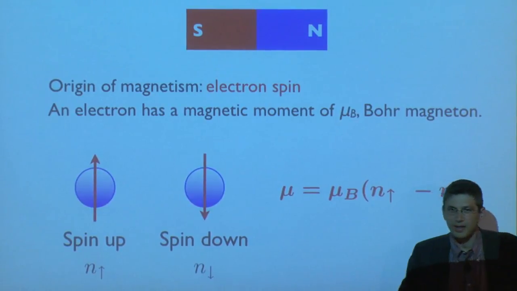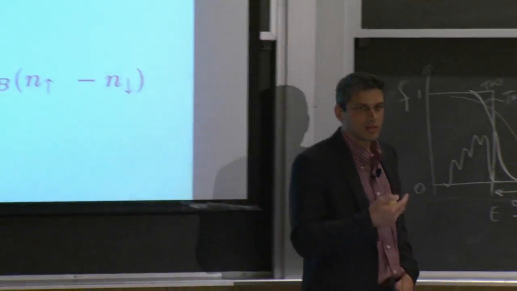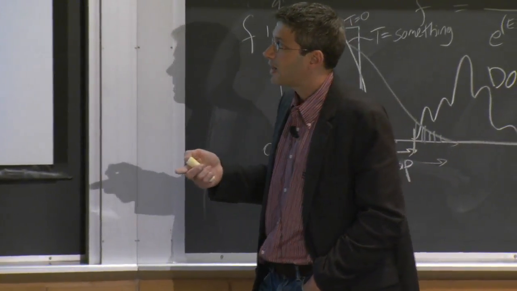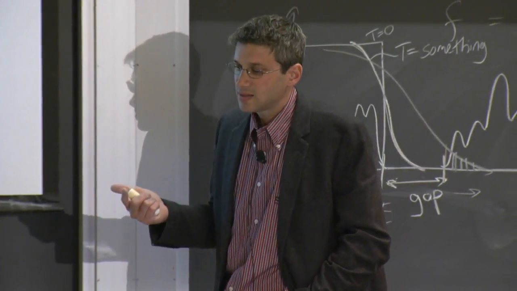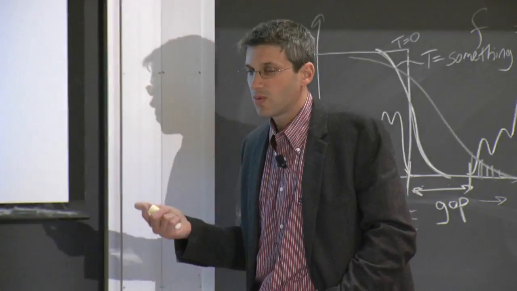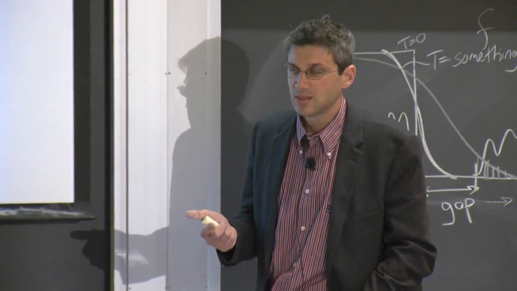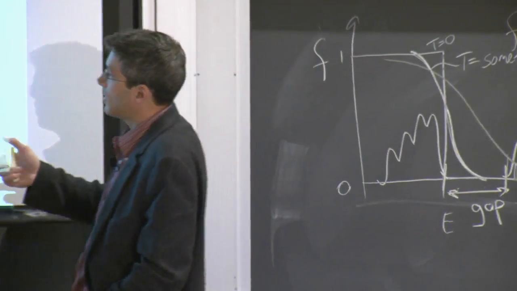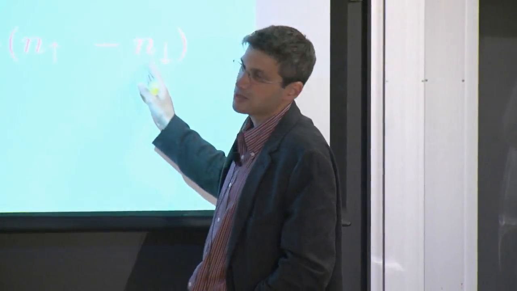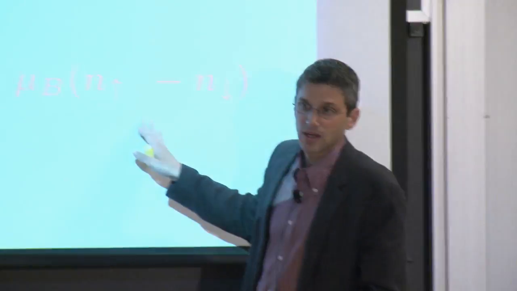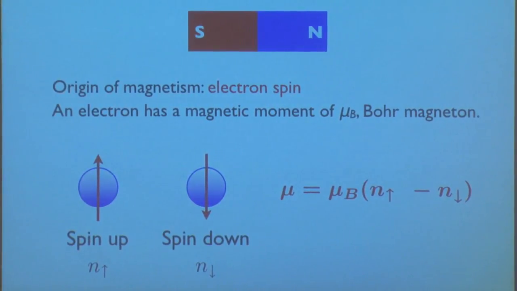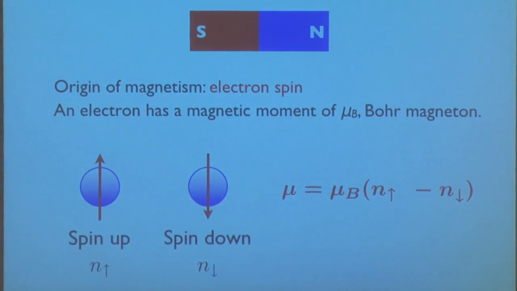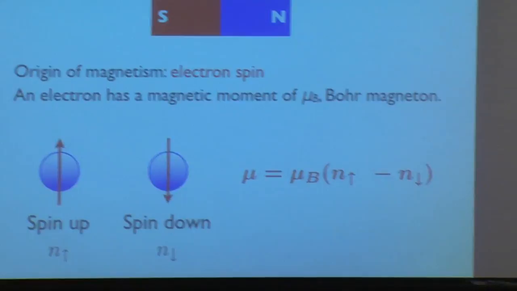And if you think about an atom or a molecule, you could just get that by knowing how many electrons are spinning in one direction more than the other, right? So you can just count how many spin up electrons minus how many spin down electrons you have, and multiply that by the Bohr magneton, and that'll give you the magnetic moment of the atom or molecule. But what would I do for a solid?